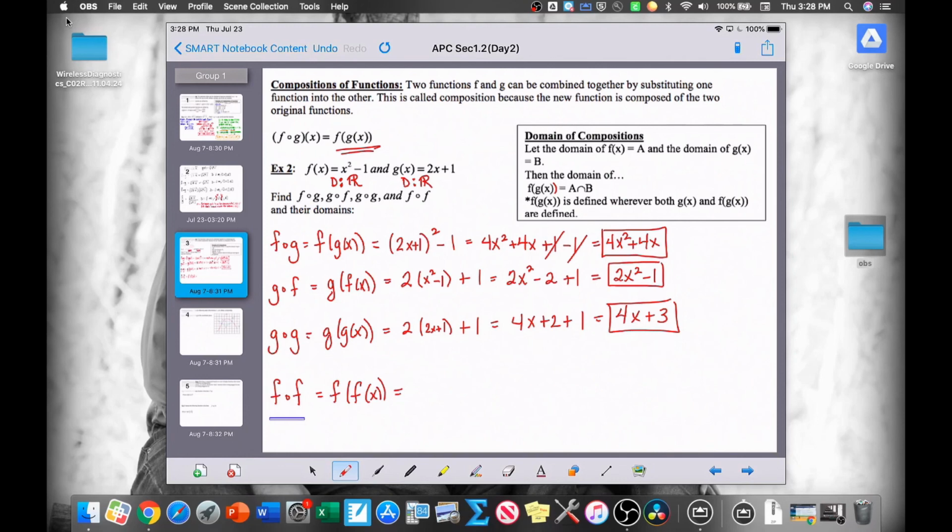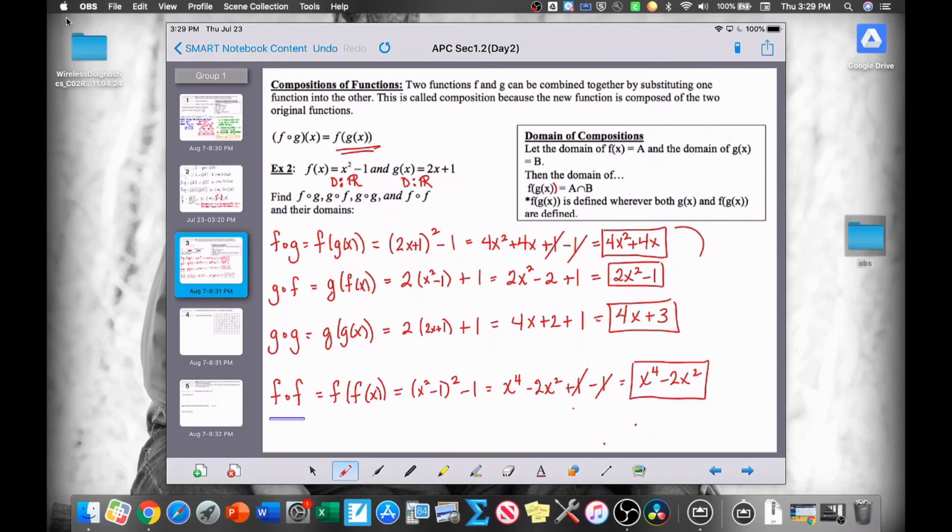So f of x starts with something squared minus 1, and that something is f of x again. So it's x squared minus 1 minus 1. Well, x squared minus 1, quantity squared, is a FOIL. So when I FOIL that out, I get x to the 4th minus 2x squared plus 1, and then I have my minus 1. And my plus 1 and my minus 1 cancel, so I am left with x to the 4th minus 2x squared.